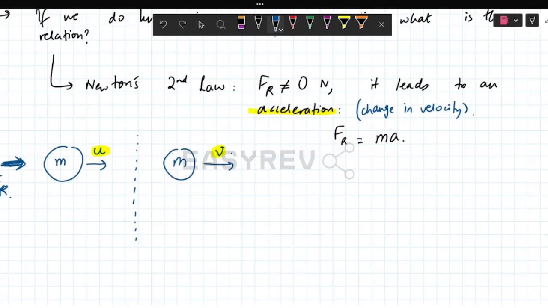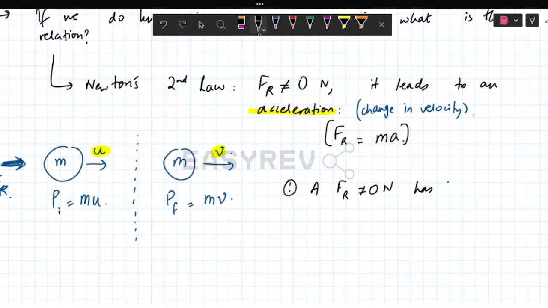The momentum before, let's call it the initial momentum. By initial momentum, I mean the momentum of the object before the resultant force was applied. That was simply mass times velocity, m times u. The final momentum, which would be the momentum of the object after the force is exerted, that would be m times v. Clearly you can see that the momentum has changed due to this resultant force. So it's perfectly valid for us to use Newton's second law in the first place. So let me mention this here, that a non-zero resultant force has led to a change in momentum.